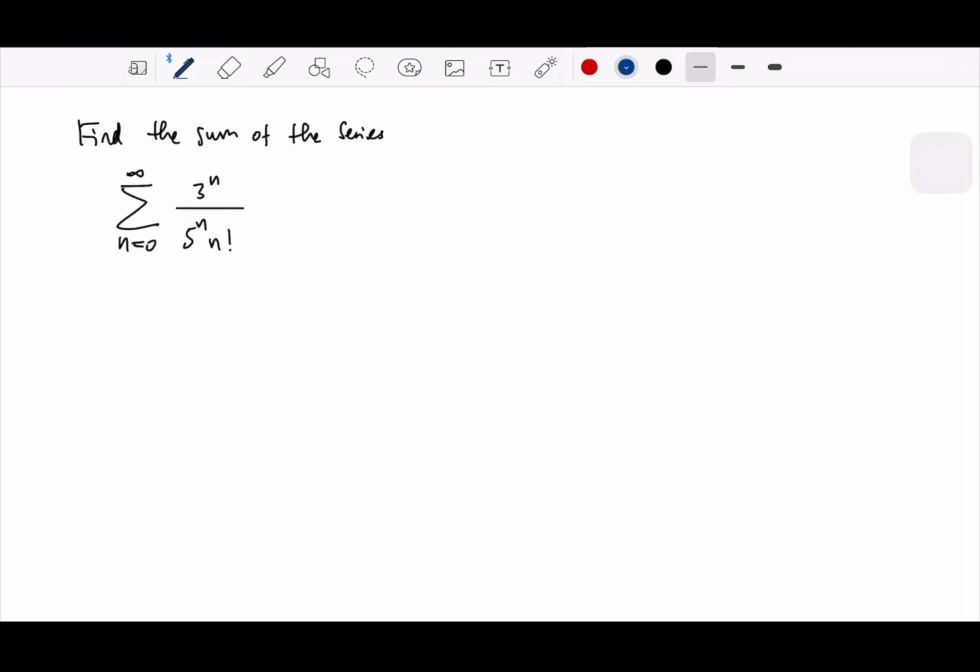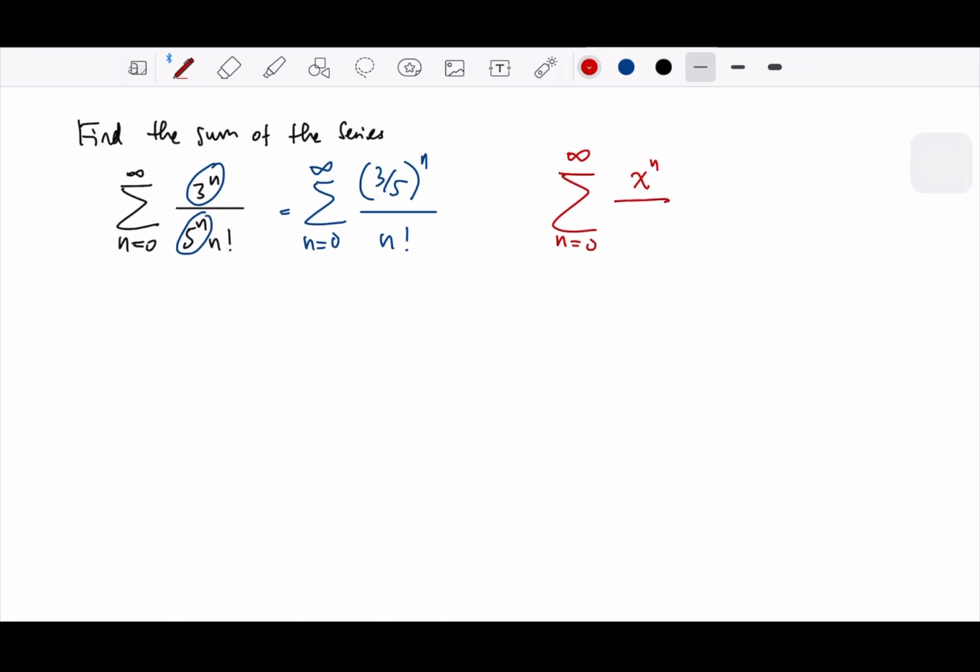What you are going to do, you see the 3 power of n and 5 power of n. We take those two numbers and it has the same power. We can make it into one statement like that, and then n factorial. If you remember that, we can think of this as a series, which is equal to e to the x. Now, if we have this, it means that this is e power of 3 over 5. I think it's quite simple.